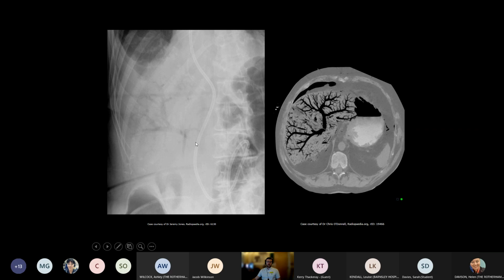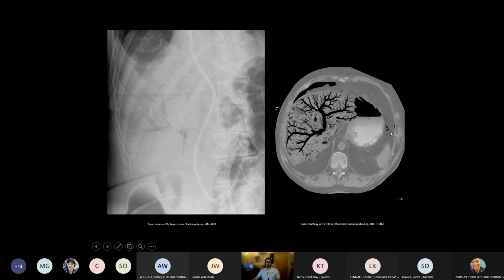So if we remember that example of gas in the biliary tree, where it was more central and in bigger channels, this one you can see here is peripheral, and the channels are much smaller. So we've still got that tree appearance, but it's a lot more peripheral. So this is gas in the portal vein, and again, CT shows it really nicely, doesn't it? You can see the gas going all the way through the system there.